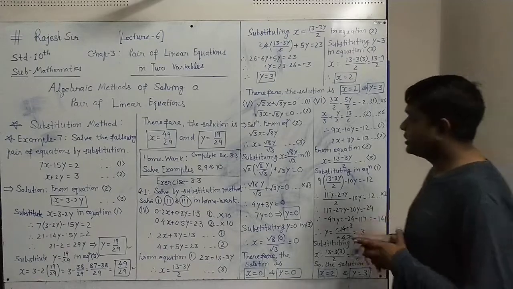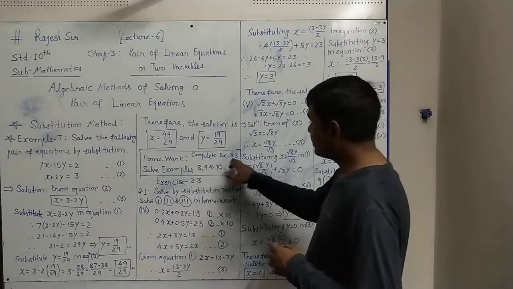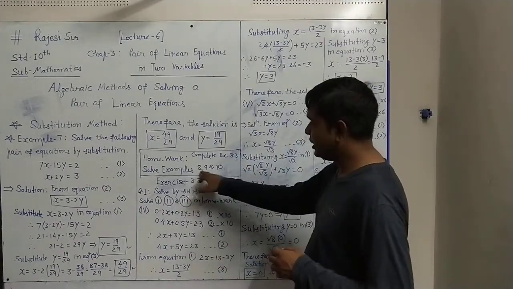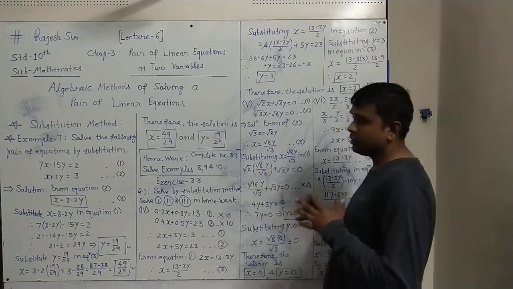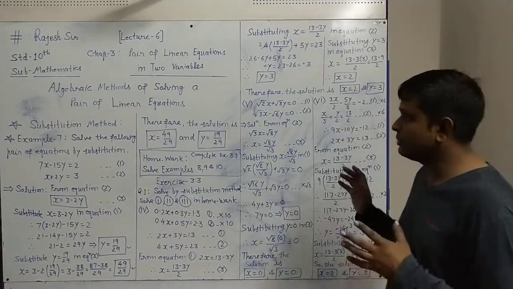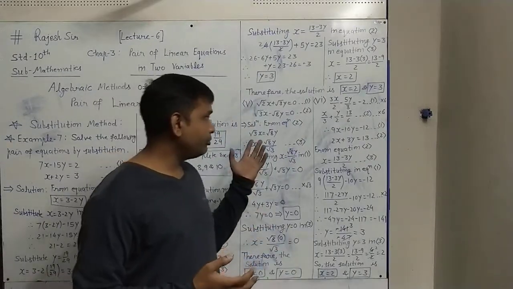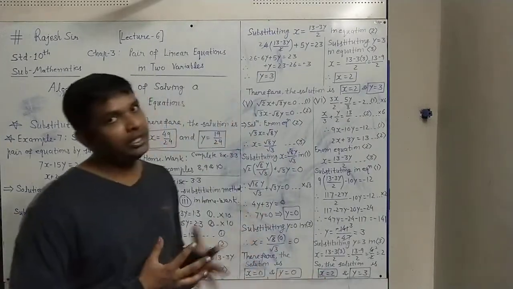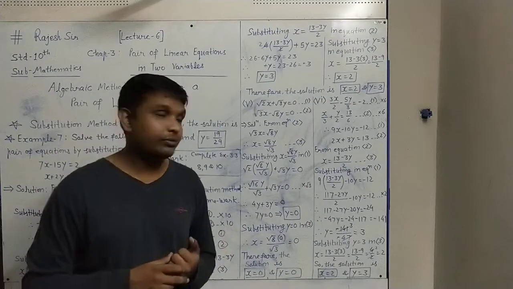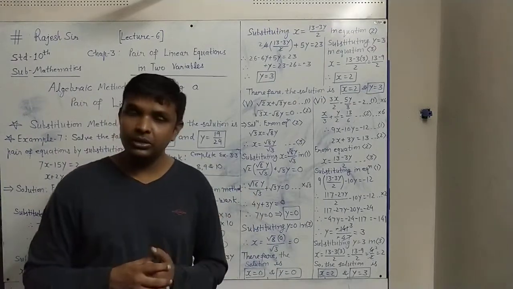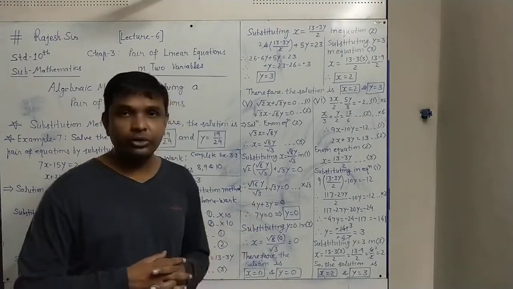So you are now suggested to complete exercise 3.3 also, and examples 8, 9, 10 also, in all of which we have to apply the substitution method only. If they are in complicated form, we make them simple and then apply the substitution method and get the solution of the pair of linear equations. This is what the substitution method is.